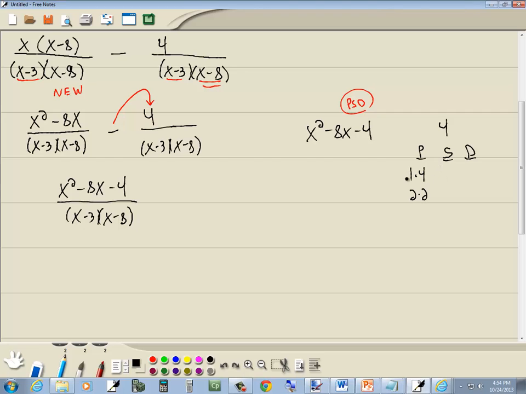In the S column, we're going to add those numbers together. S for sum. 1 plus 4 is 5, 2 plus 2 is 4. The difference column will subtract smaller from larger. 4 minus 1 is 3. 2 minus 2 is 0. Now, the number we're looking for is the number for our middle term, which is 8, which I don't have anywhere in here. So it doesn't factor, and this would actually be our answer. x squared minus 8x minus 4 all over x minus 3, x minus 8.